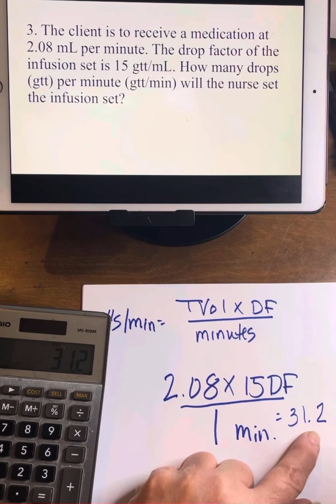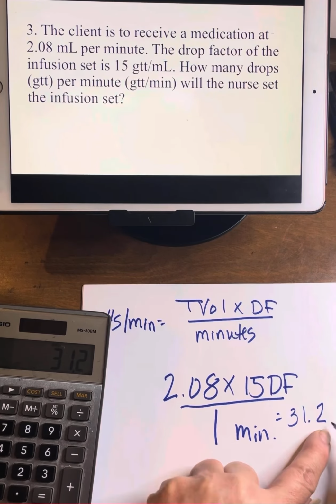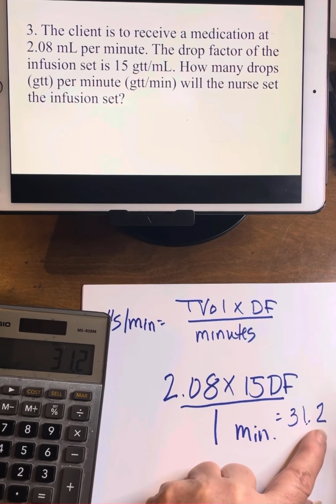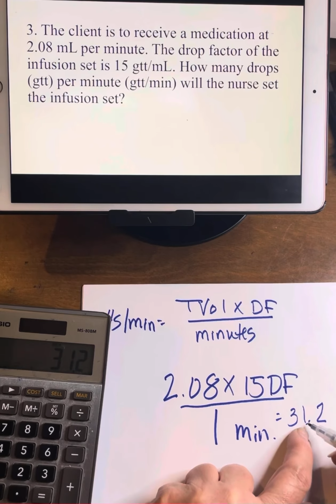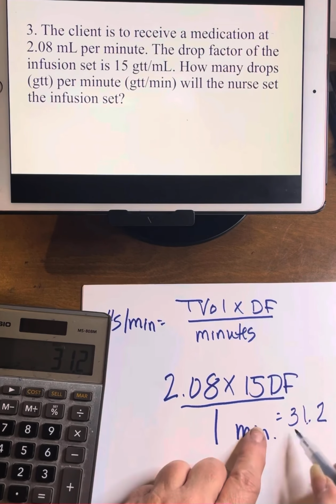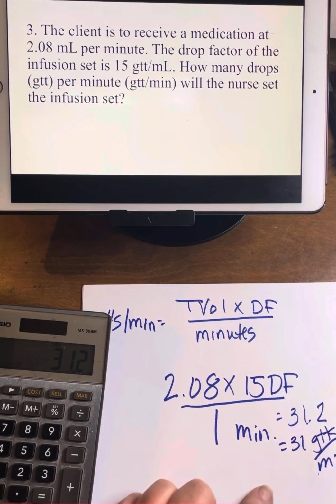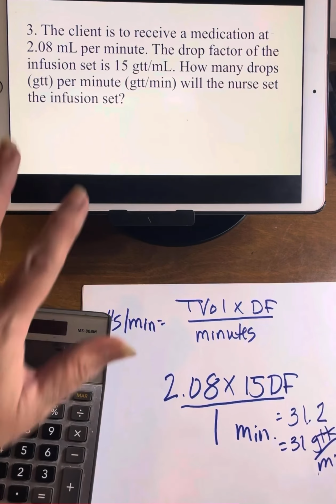So, you know, to round, if this is 4 or less behind this decimal, it's not going to do anything to the number in front of it. If it's 5 or higher, that's going to go up. That would go up to 32, and you wouldn't put a decimal and all that. But the 2, it ain't doing nothing, so we're going to let it go and put 31 drops per minute. Okay? You believe me? Is that what you got?